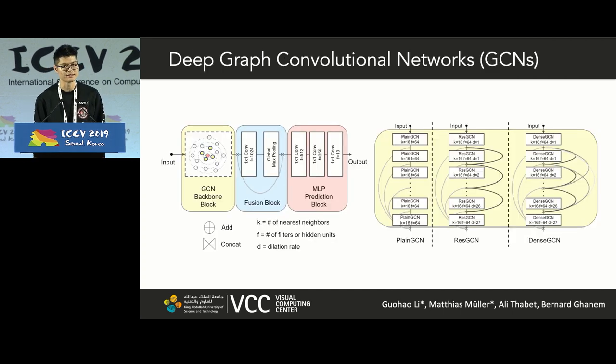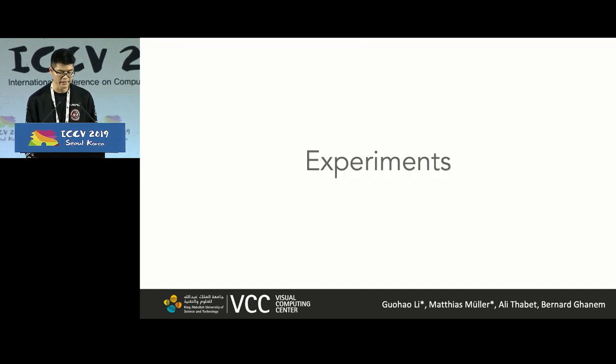Putting together, this is our network architecture. We extend plain GCN to ResGCN and DenseGCN by adding appropriate skip connections and dilated convolution. We are able to train GCN with more than 100 layers.